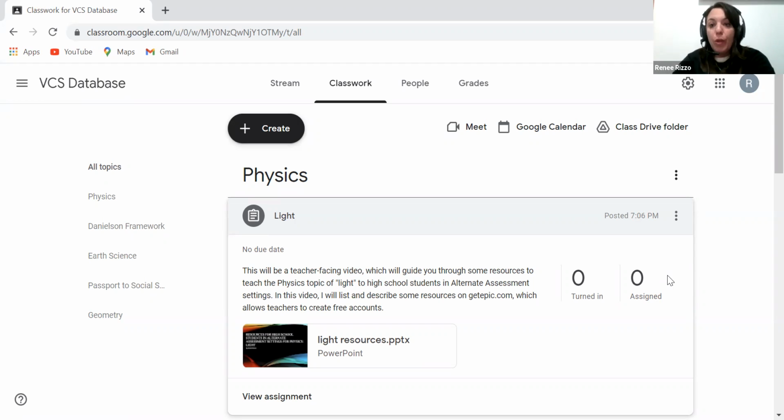Keep in mind that although the chronological ages listed may be lower than your students, developmentally, these resources are often appropriate for our students in alternate assessment settings. So I would recommend that you explore them on your own and do not be intimidated by the ages listed. As you can see, there's a wealth of resources, so there are many directions you can go with this.